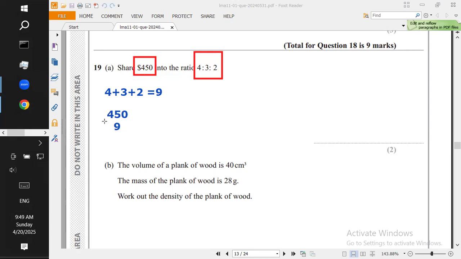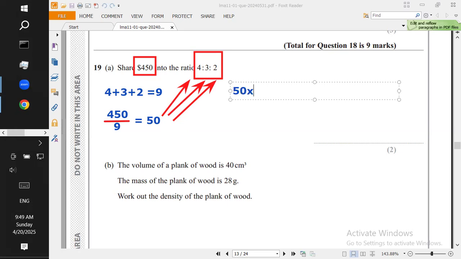So 450 divided by 9 will give me a number. Now this number, 450 divided by 9, equals 50. Very good. Now after dividing by 9, I'm going to take the 50 and multiply it by each one of these ratios. When I multiply the 50 by each one of these ratios, I will get the answer for my question by sharing this value by these ratios.